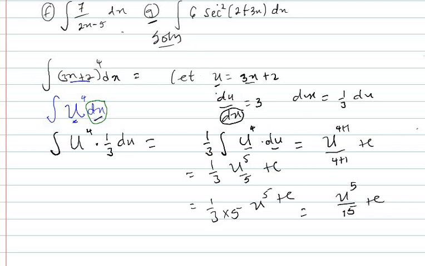But remember, our value of u should be substituted. We have u as 3x plus 2, so we can substitute for the u, saying that u is equal to 3x plus 2. That's (3x plus 2) all over 15, raised to the power 5, then plus c. So this is how the question should be solved.